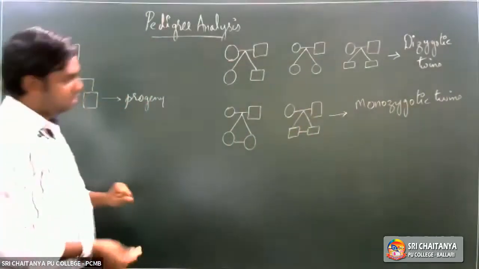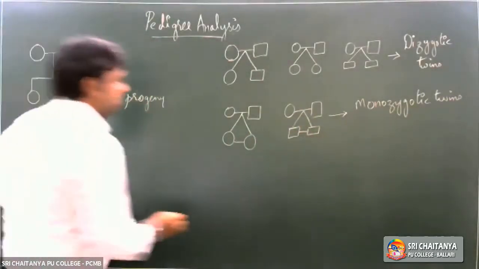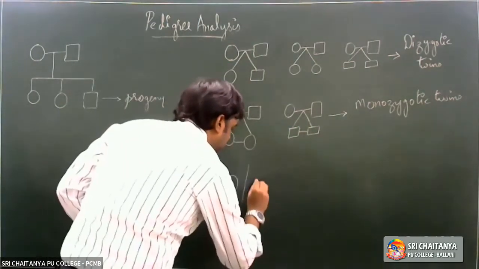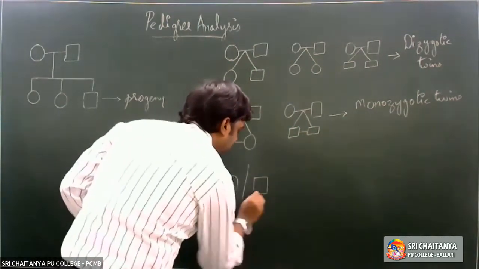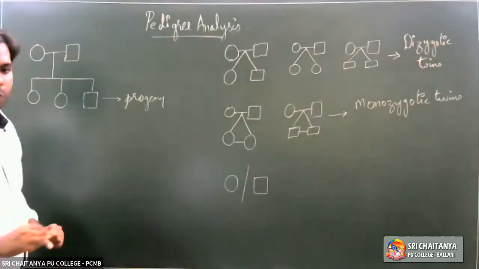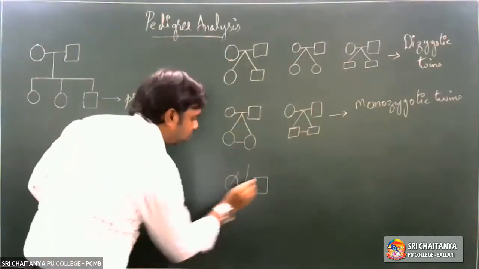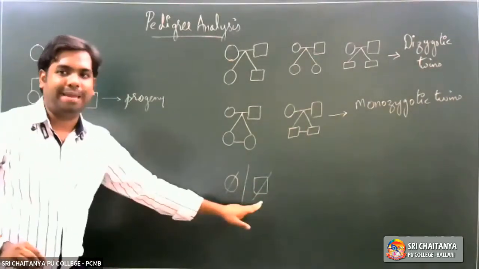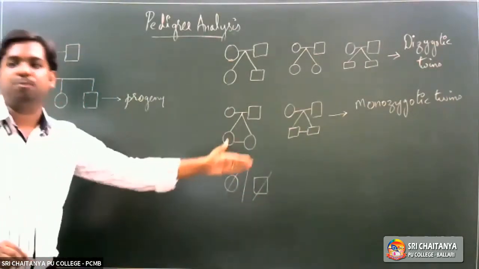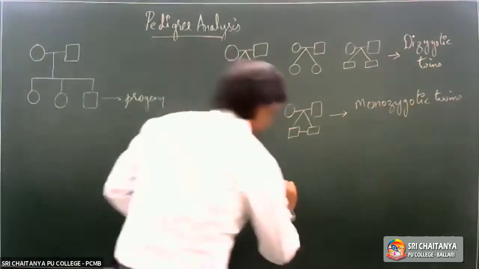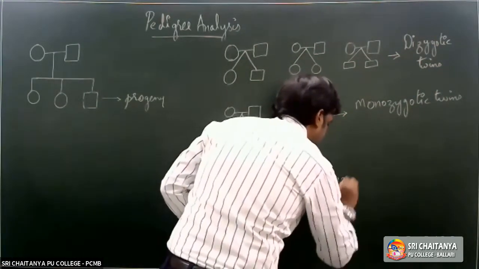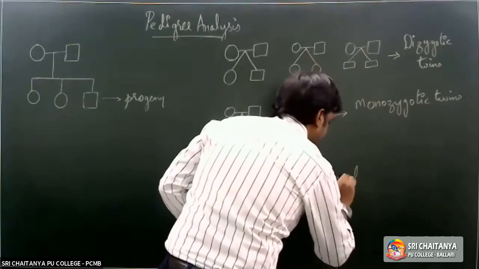So one more last symbol that we usually use is, sometimes you'll find a circle or a square, right? Either a circle or a square, and you find them crossed like this. Either a female or a male. If it is crossed, that indicates that these individuals are deceased, right? These individuals are deceased.